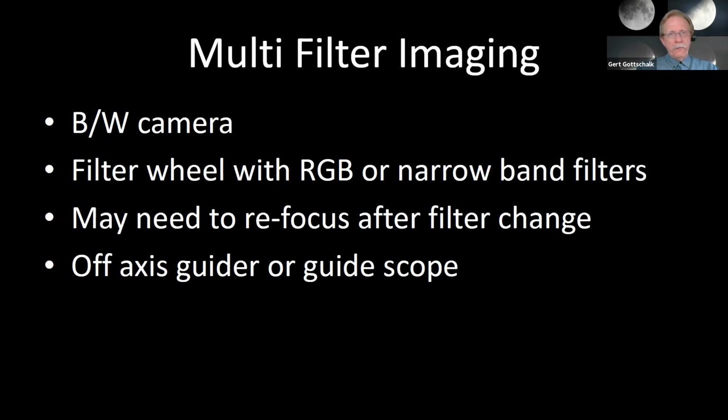So when you do imaging, you use your black and white camera. You can use a filter wheel with RGB or narrowband filters. You may need to refocus after a filter change. And you will, of course, use an off-axis guide or a guide scope.